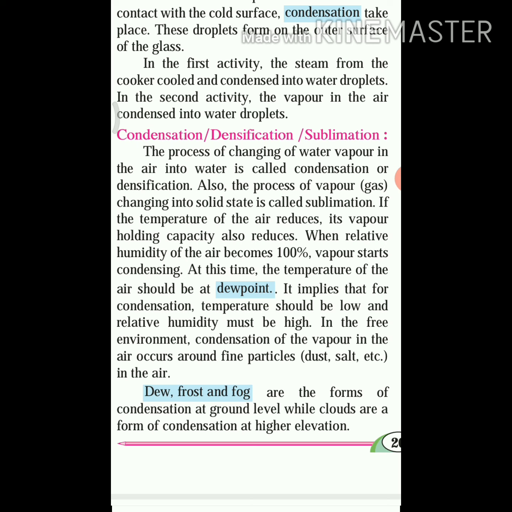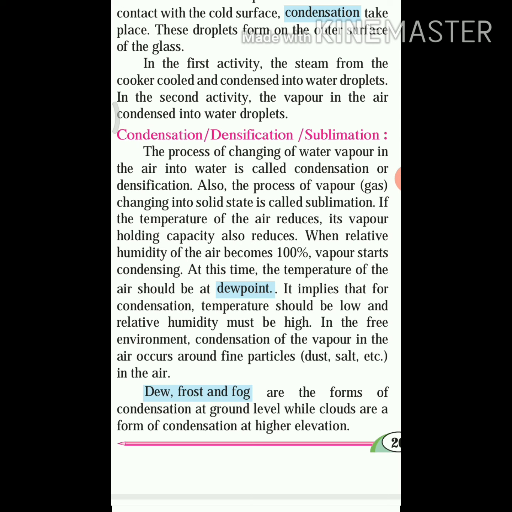Now the next point is condensation and sublimation. The process of changing water vapor in the air into water is called condensation. It is also called densification. The process of changing water vapor in the air into snow is called sublimation. Do you understand the difference between the two? What is condensation and what is sublimation?